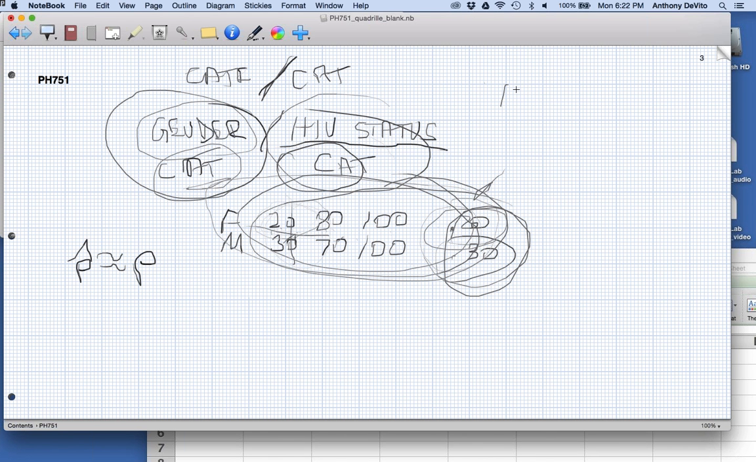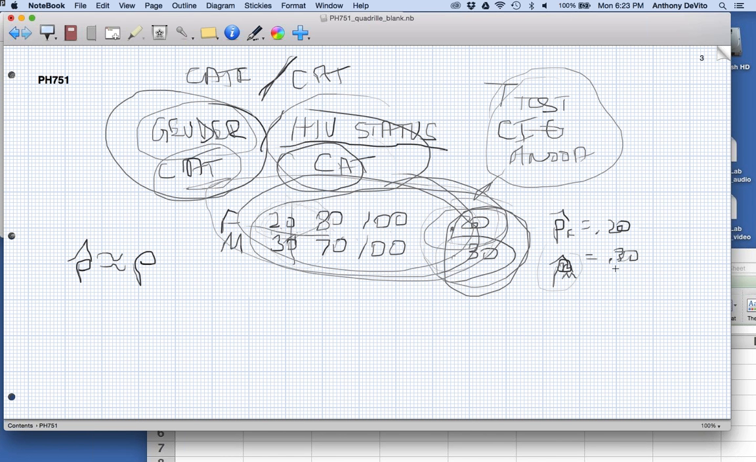The statistics we know so far, the t-test, the confidence interval, the direct application of the confidence interval, and the analysis of variance, are not going to work for us here because they're really set up for numerical variables, right? Now technically you could say to yourself, well, p-hat is equal to 20%, 0.20 for females, and p-hat for males is equal to 30%.